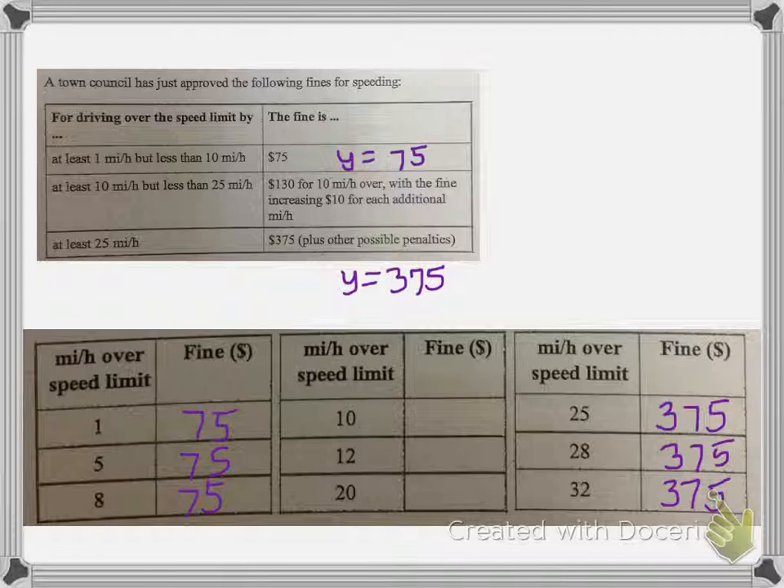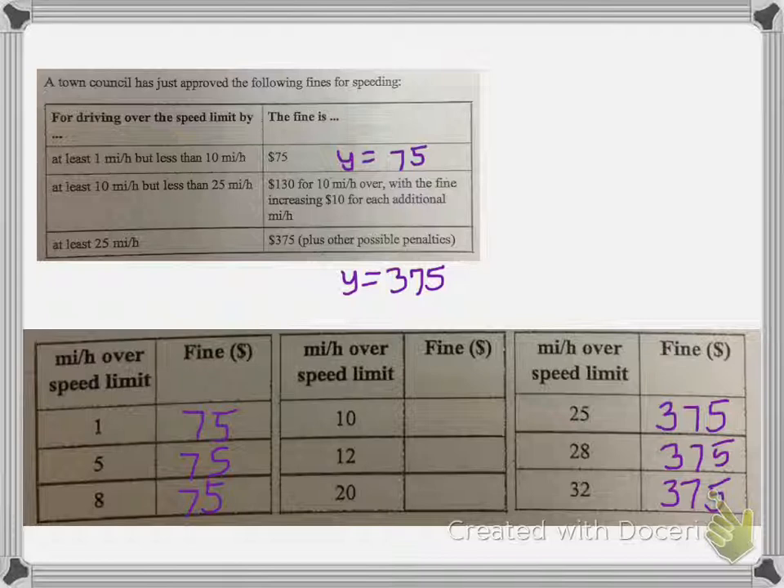And then there's some conditions. We'll get into those in just a minute. And also look at that last one. If you're going at least 25 miles per hour over the speed limit, ooh, you're really paying. That's $375. And that can be expressed as y equals 375.